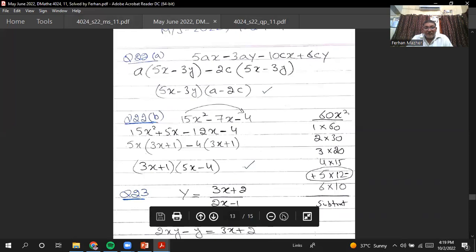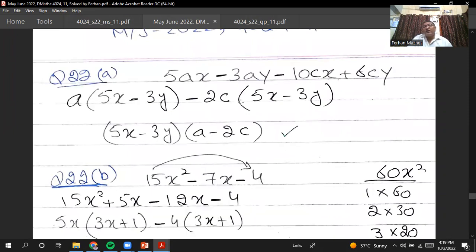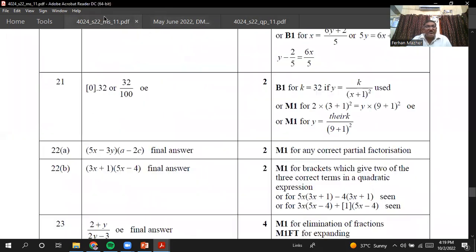Okay, so let me show you. From the first 2 terms, I can take a common, so bracket 5x minus 3y is left. From the last 2 terms, I can take minus 2c common, so in the bracket, you are left with 5x minus 3y. So from this term and this term, this bracket 5x minus 3y can be taken common. So I've taken that bracket common. From here, you are left with the a. From here, you are left with the minus 2c, and that is in the other bracket. So this is how you will do question number 22a part, the factorization.